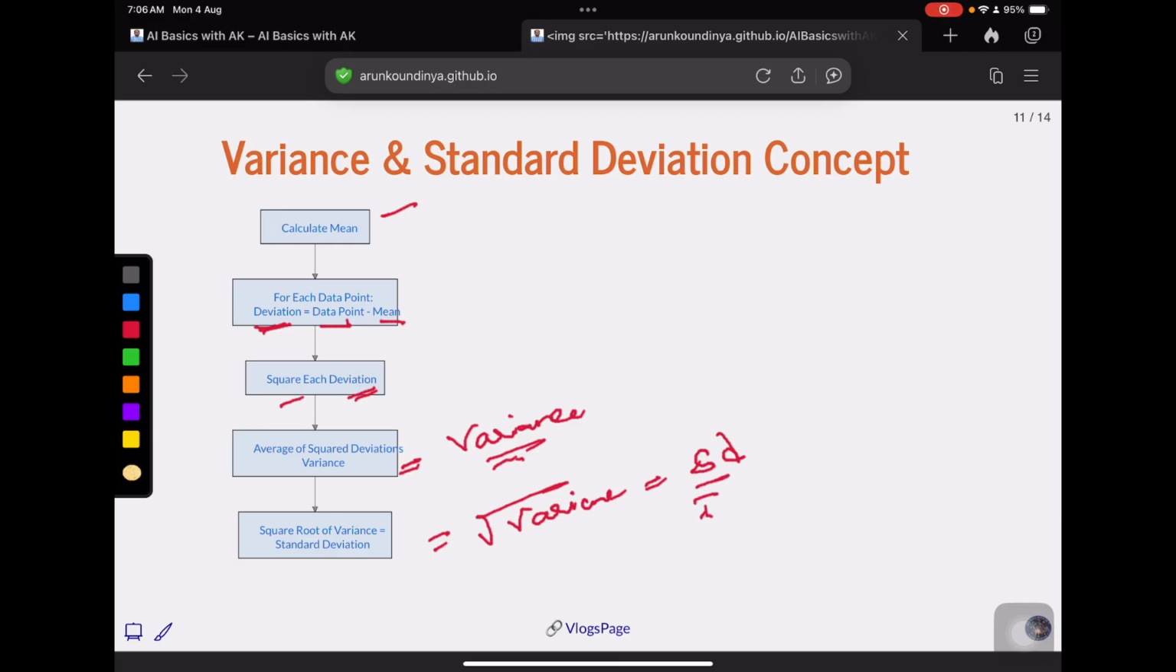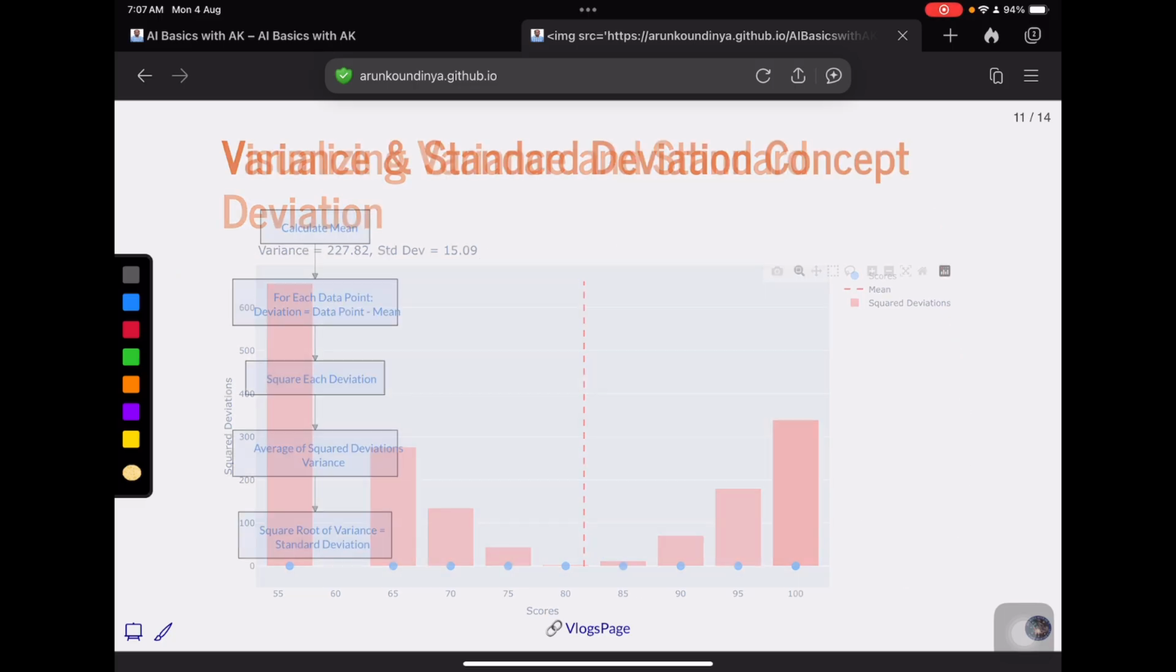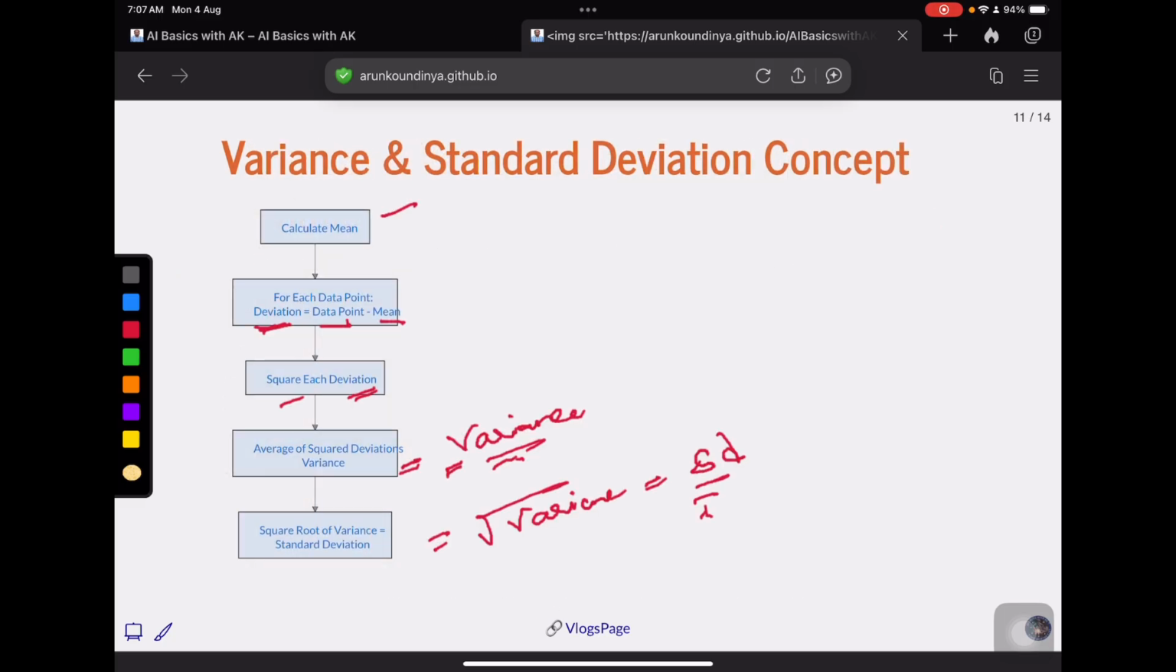It's very simple. You go back here, there is the mean. If we have only 75 as a value, you take 75 minus the mean, you get your deviation, and then you square this number, and then add all of them and take the average. That is nothing but your variance. And then once you take the square root of that variance, you will get your standard deviation.